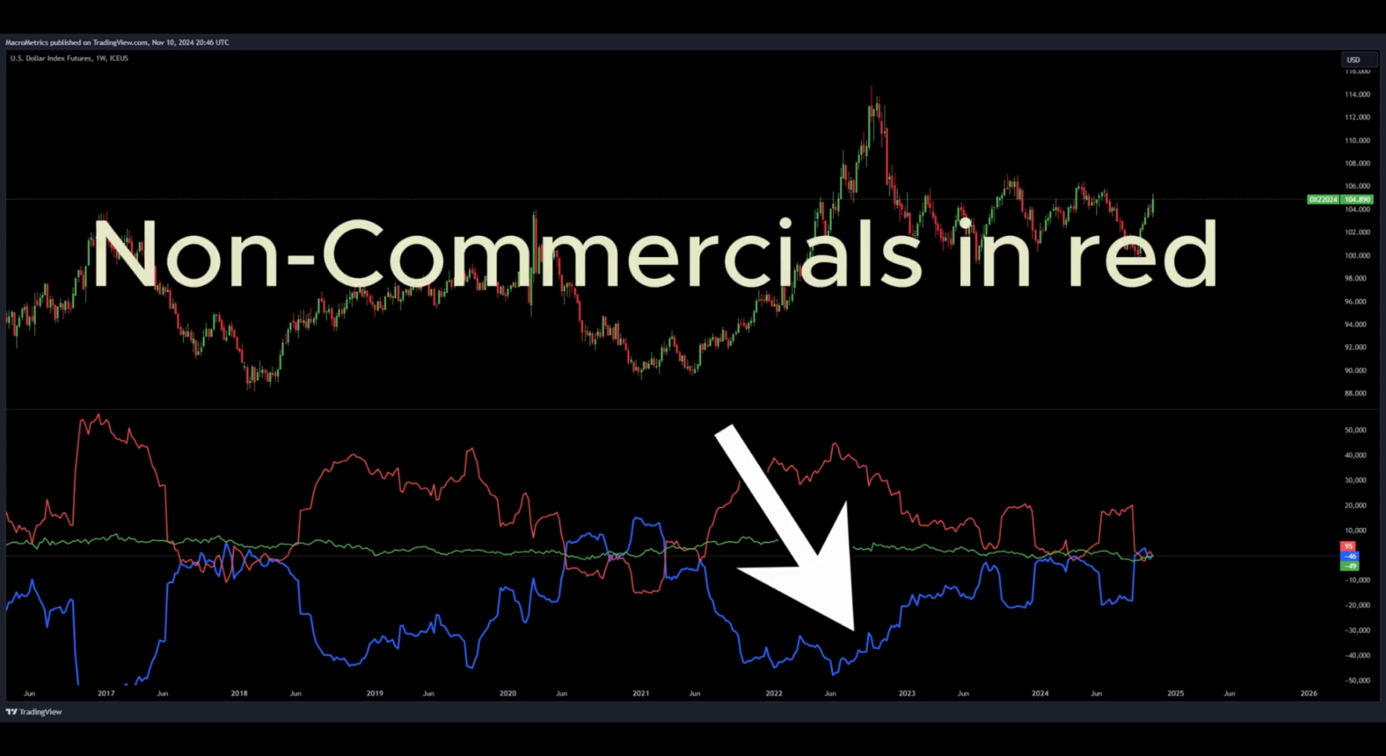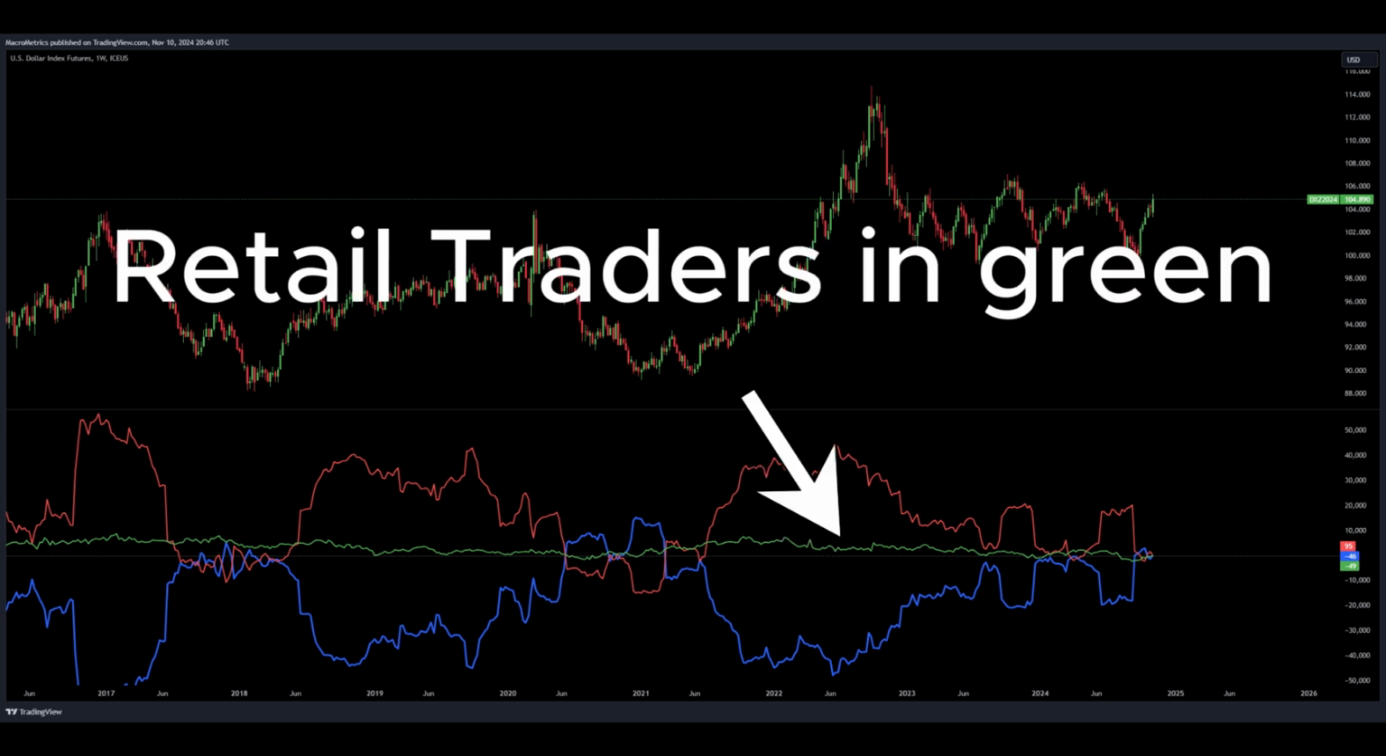Non-commercials. These are speculators, including hedge funds and institutional investors. They are more likely to take larger, more aggressive positions based on short-term market movements. Retail traders. Individual investors who typically follow the market trends and sometimes trade based on sentiment.